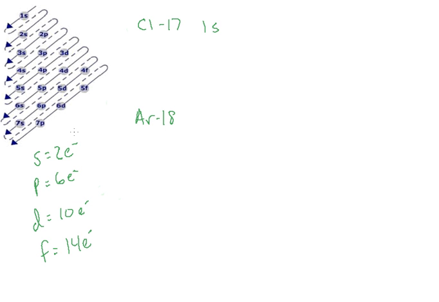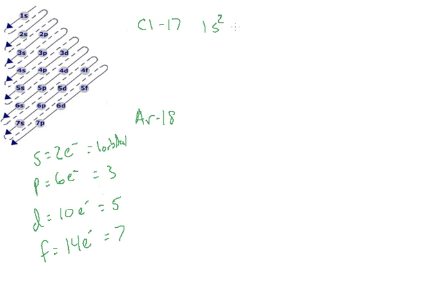Now remember, we have 2 electrons per orbital, so 1 orbital for s. This is going to be 3 orbitals, 5 orbitals, and 7 orbitals. So that's going to come into play for the next section.